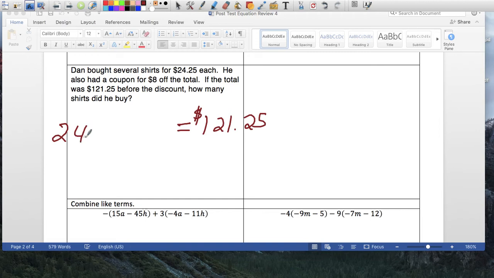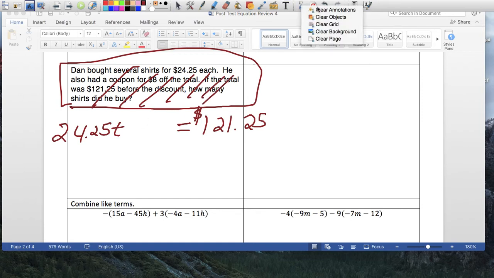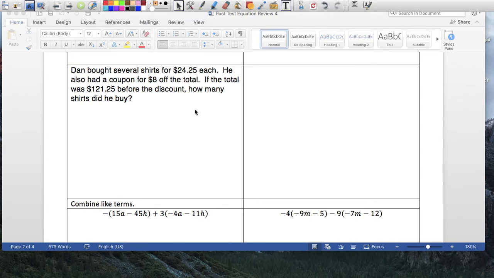So 24 times the number of t-shirts, plus $8. Before the discount. There's something wrong with this question. I don't think it's worded correctly, and I worded it incorrectly, so I'll make that correction in class. Oh boy. Before the discount.